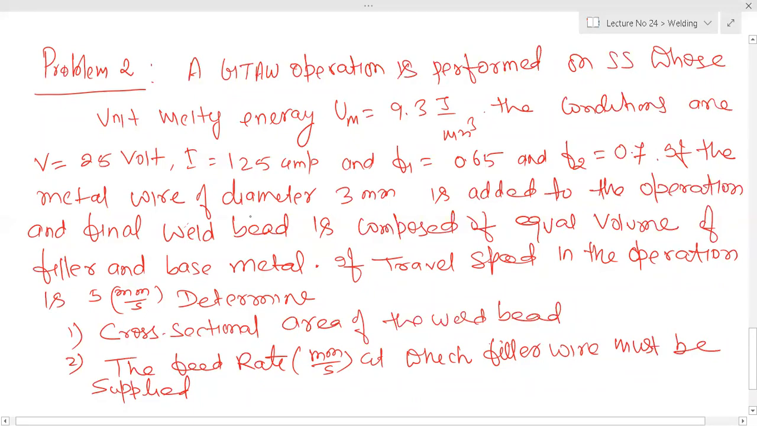If a metal wire of diameter 3 mm is added to the operation, that is filler wire, and the final weld bead is composed of equal volume of filler and base metal. If the travel speed in the operation is 5 millimeter per second, determine the cross-sectional area of the weld, that means AW, and the feed rate at which filler must be supplied.